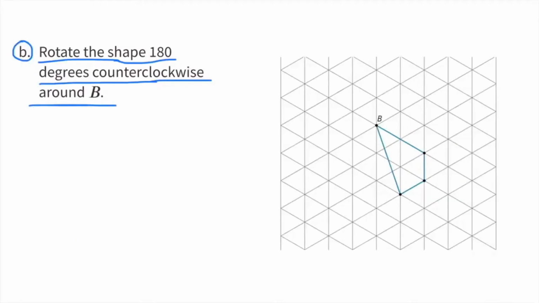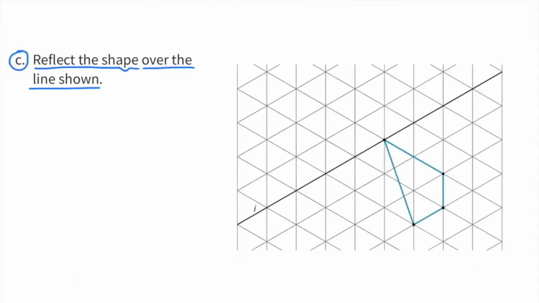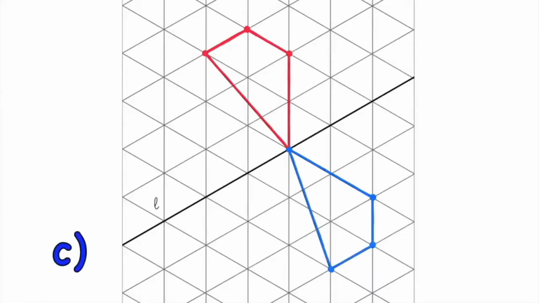B. Rotate the shape 180 degrees counterclockwise around B. Represented in red, you can see the new location after a 180 degrees counterclockwise rotation. C. Reflect the shape over the line shown. Represented in red is the reflection of the original shape.